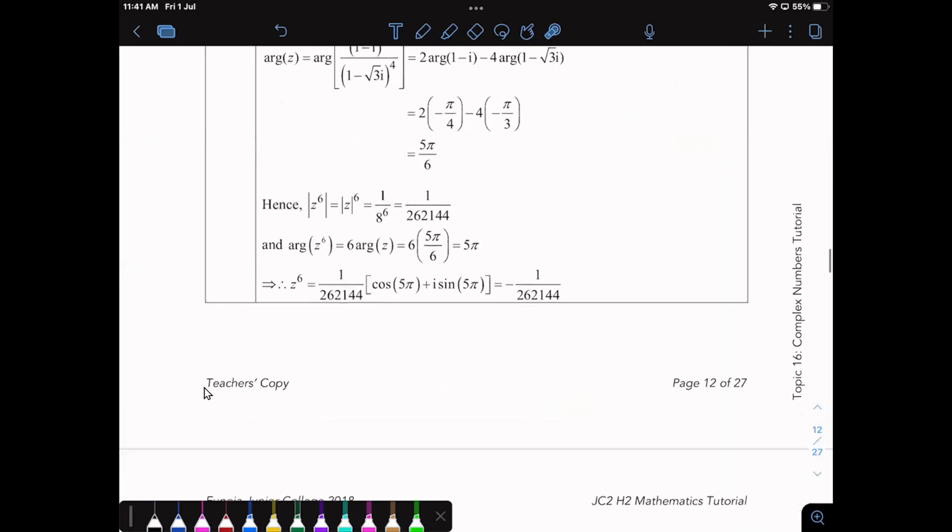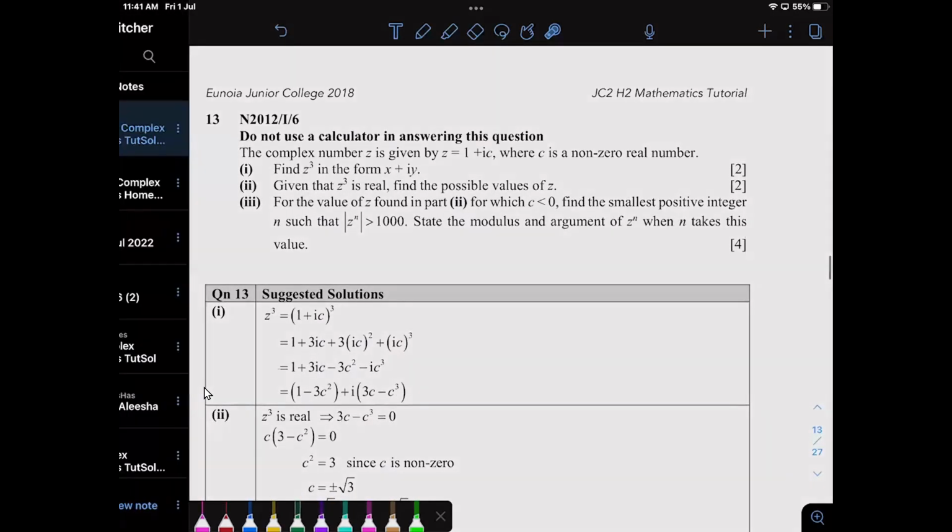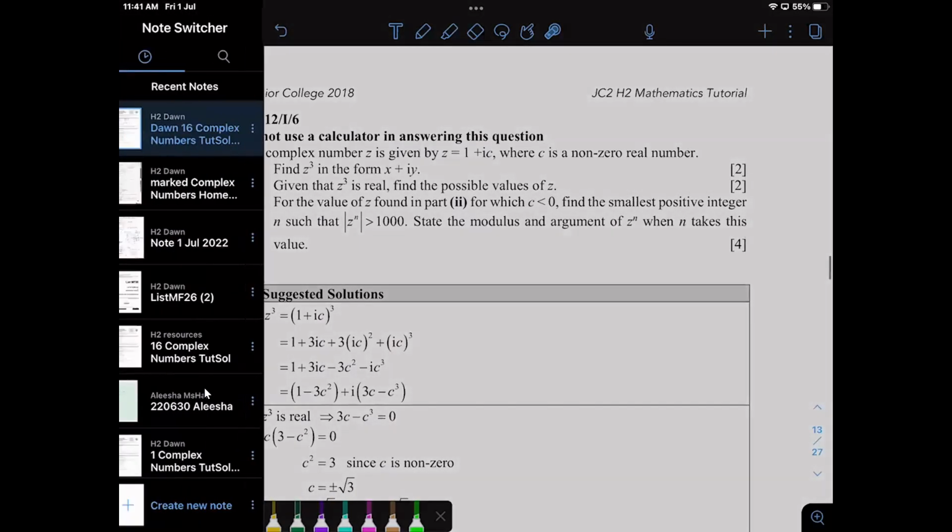Let's move on. Question 13. Okay, question 13 we went through already. Let's see what went wrong with your method.